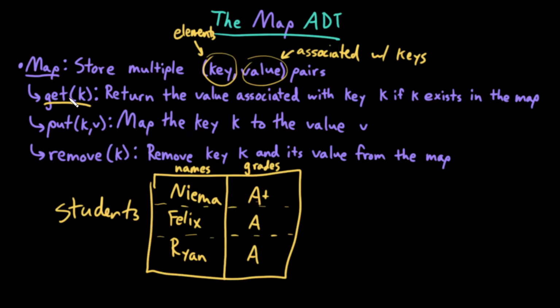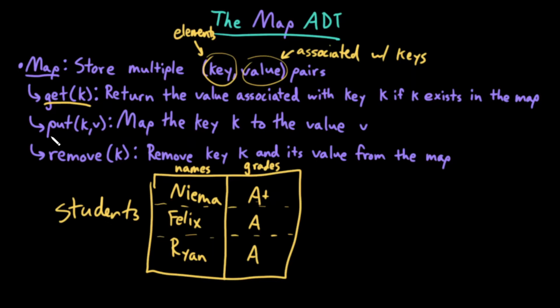We have a get operation where given some query key k, will return the value associated with key k if k exists in the map. So for example, I could do get Nima and it would return A+, because the value associated with the key Nima is A+. If I did get Aaron, this would return null or false or some type of a failure indication because the name Aaron does not exist in this list.